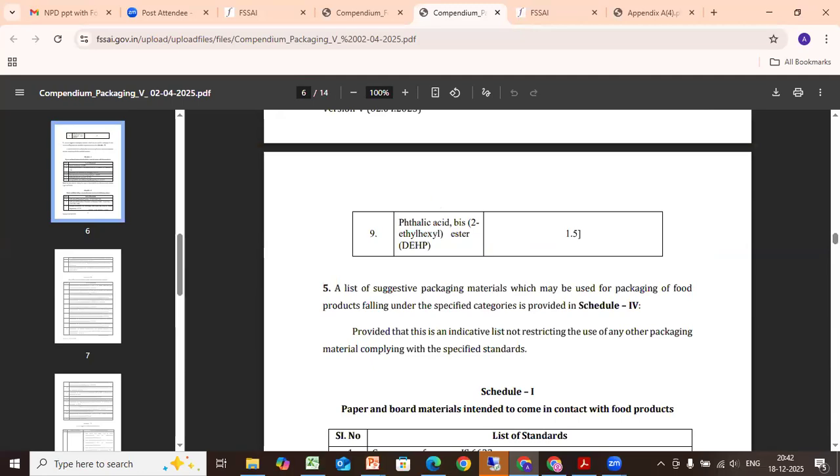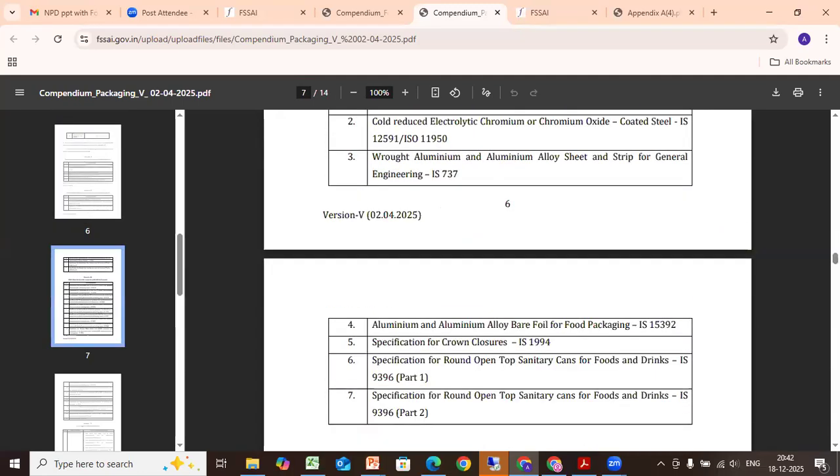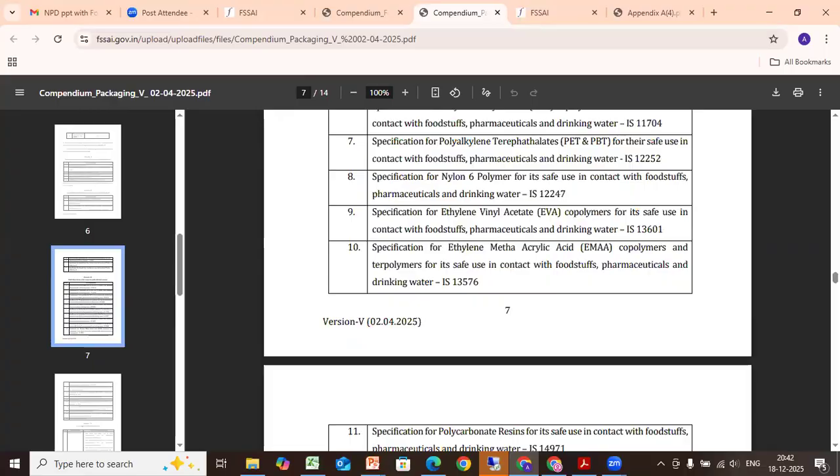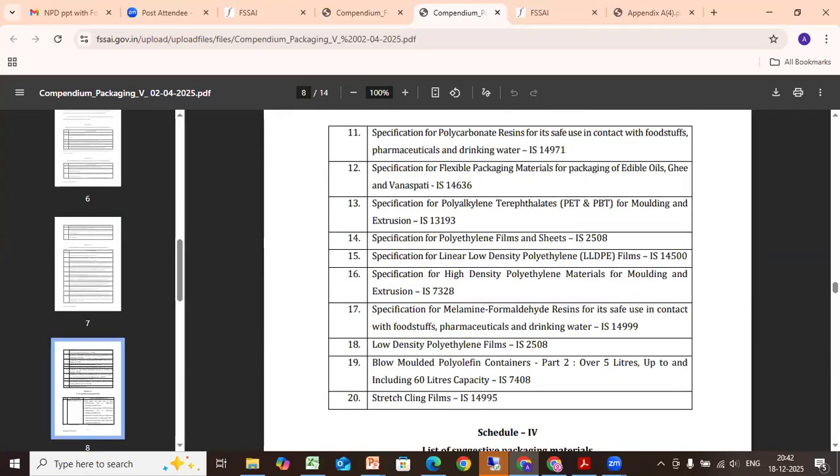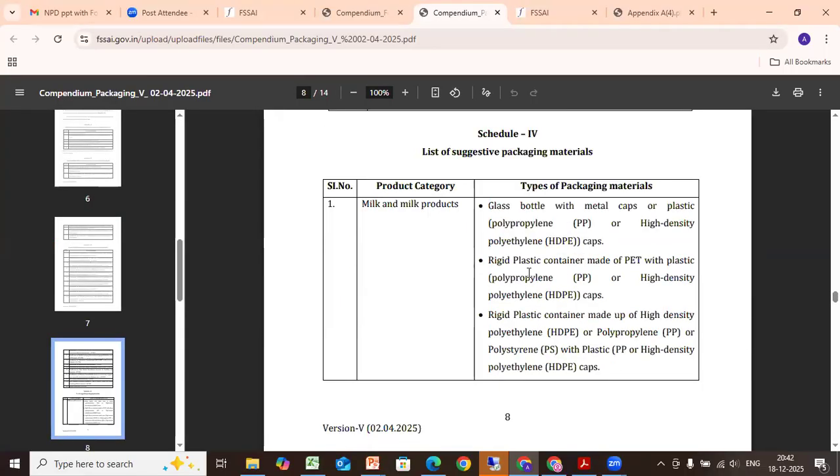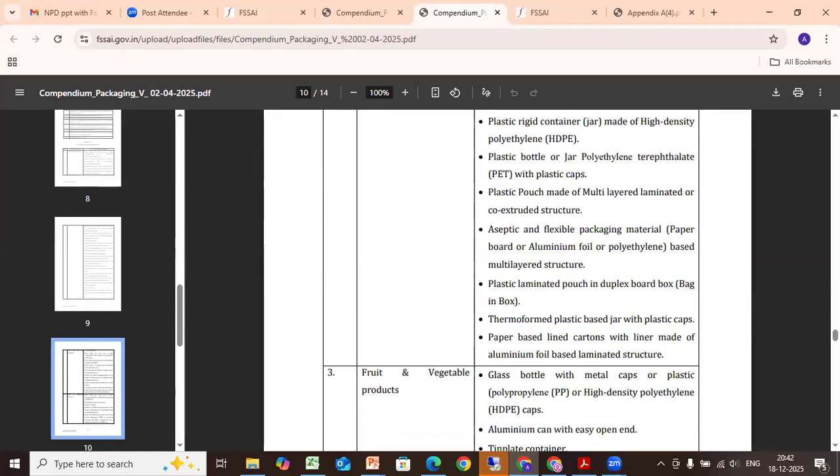The only thing is that they have given some specifications for which products you can use which packaging material. So for milk and milk products, you can use PET or HDPE caps. See, they have specified here. You're getting me? Fine, sir. Yeah, we'll check. Thank you.